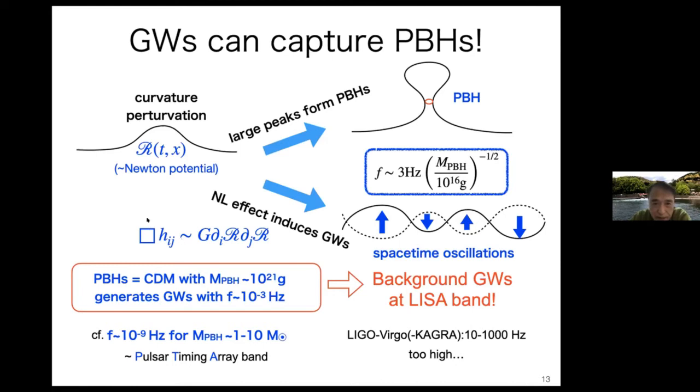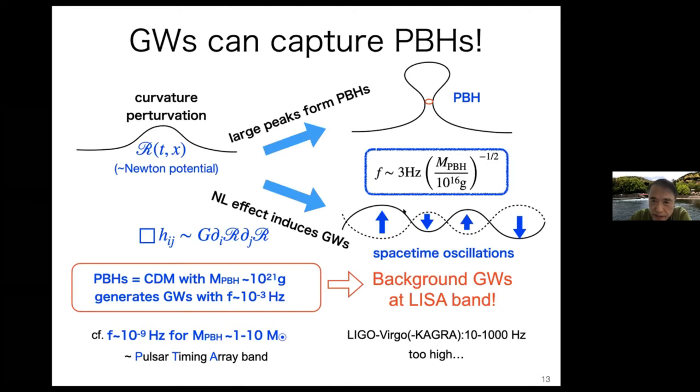Therefore, this will produce some gravitational waves. This means that if you have some spectrum of the curvature perturbation, say generated from inflation, then at least some part, of course a very, very small fraction, where the curvature perturbation is large will form black holes, and the others lead to gravitational waves. And interestingly, in this model, the primordial black holes are cold dark matter with a mass of say 10 to the 21 grams, or more or less about this range.